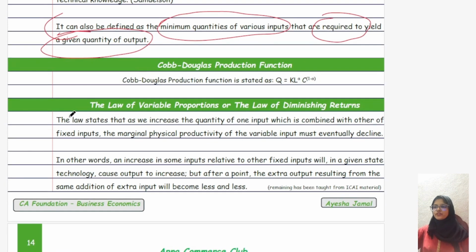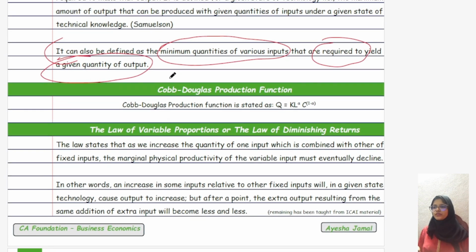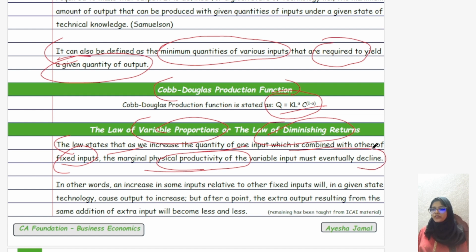That is production. Now you have the Cobb-Douglas production function. It's nothing but they have given this one formula. Two Americans came and they followed this formula. Q is equal to K L power A into C power 1 minus A. And we have the law of variable proportion or law of diminishing returns. What does that say? The law states that as you increase the quantity of one input which is combined with the other fixed input, the marginal physical productivity of the variable input must eventually decline.